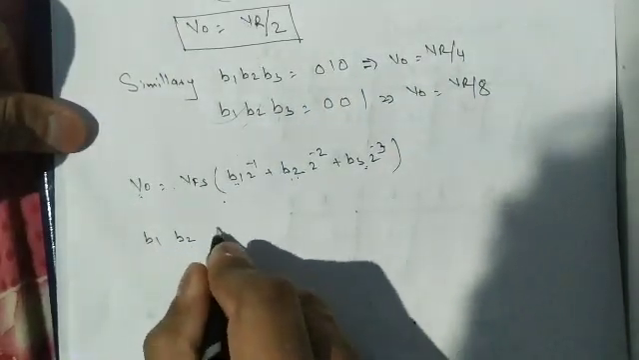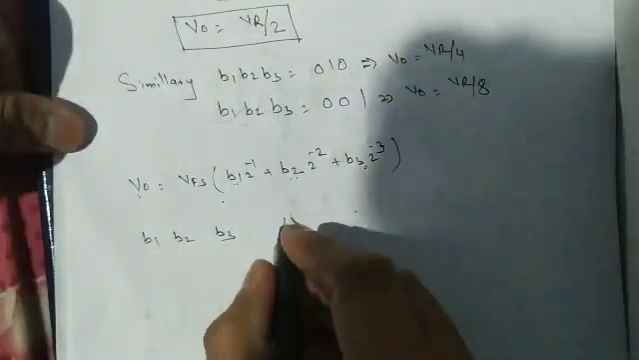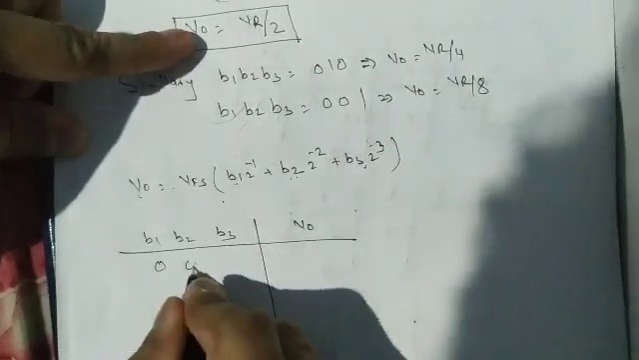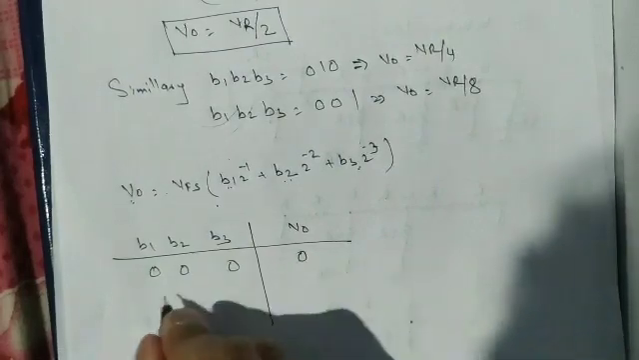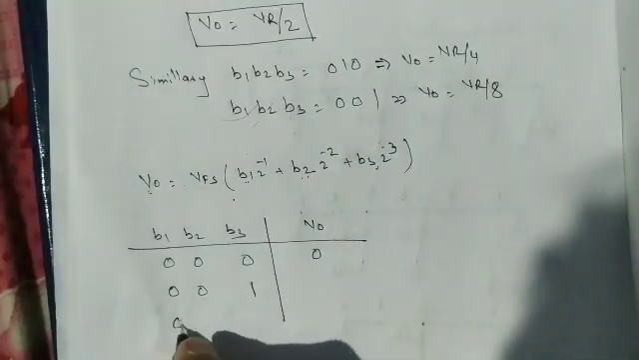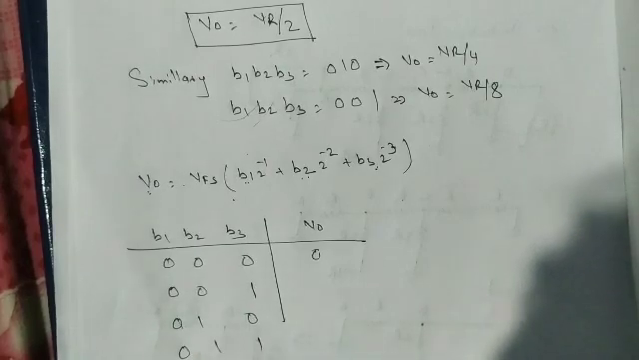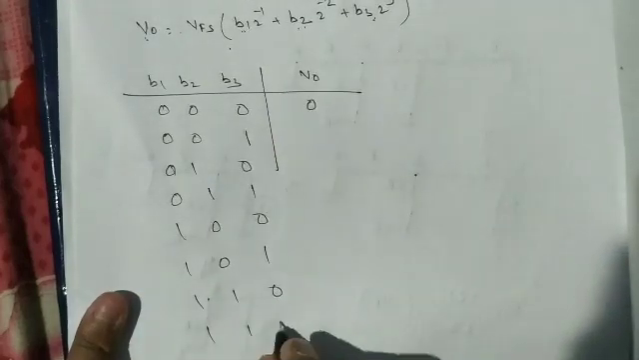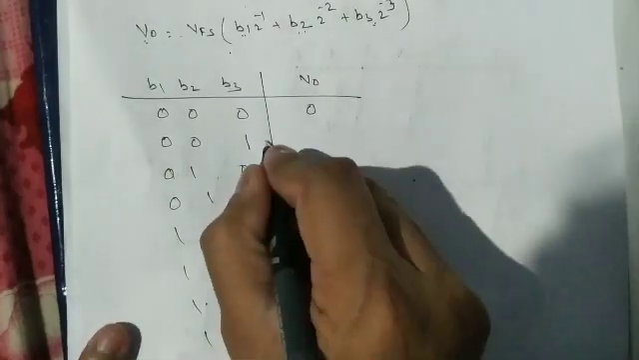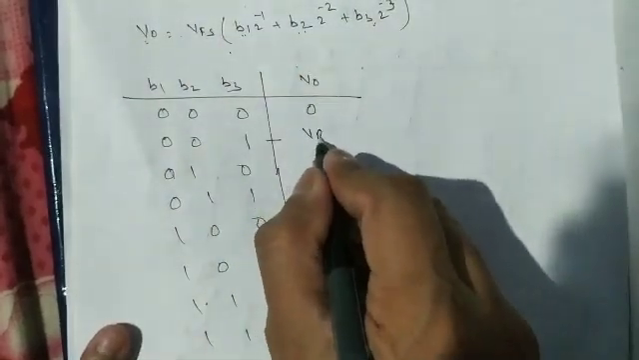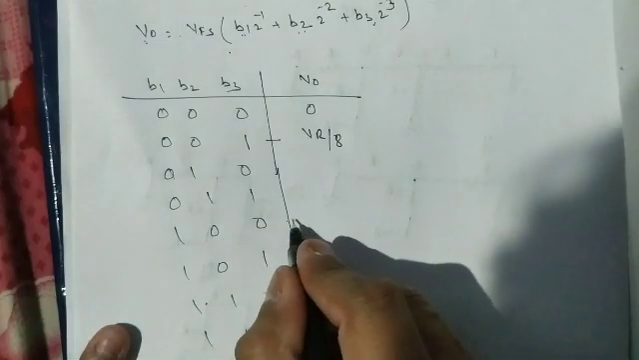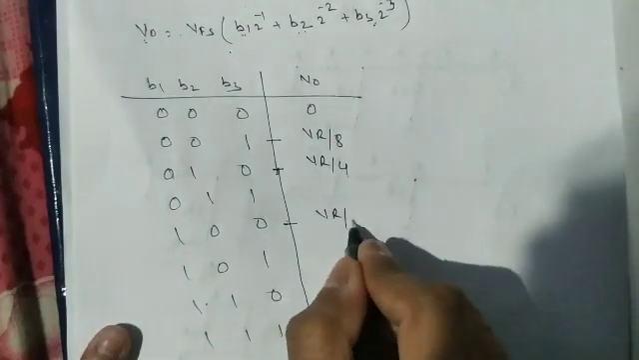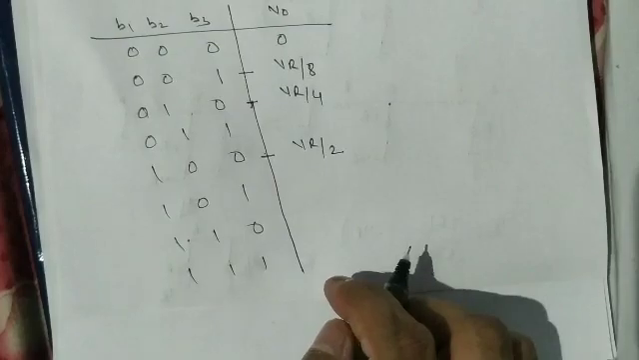B1, B2, B3, and here the output. It is here V0. 0 0 0, V0 will be 0, 0 0 1, 0 1 0, 0 1 1, 1 0 0, 1 0 1, 1 1 0, and then finally 1 1 1. We can calculate it. For here what we'll get? VR by 8. I will only write that here. For here I will get VR by 4, and for this VR by 2. So you can calculate all this, complete this table.